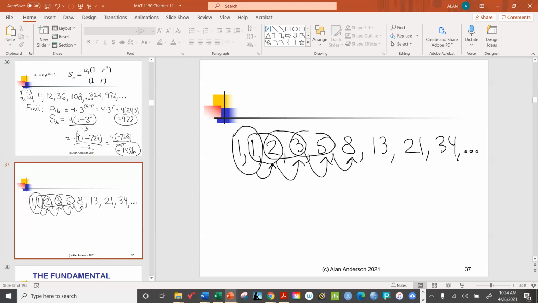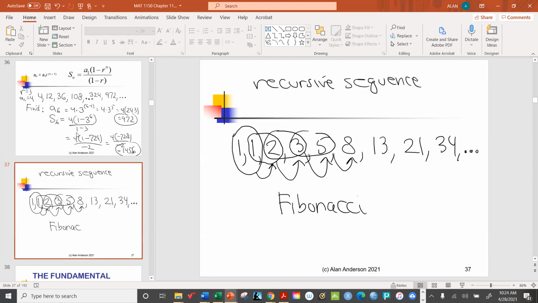And so this type of sequence, if you want to be very technical, is called a recursive sequence. It's not arithmetic. It's not geometric. It's a function of previous terms, but not necessarily in the way we had before. So this is a very special sequence that is very famous in math. It's called, oh, surely some of you have heard of this, the Fibonacci sequence.